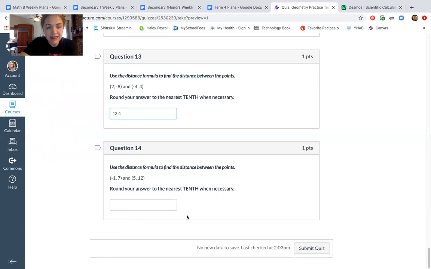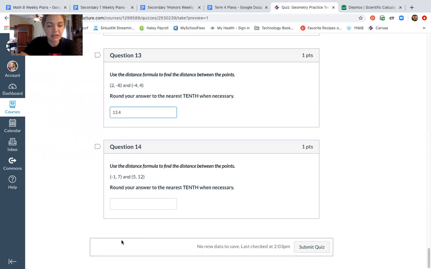So let's write down the formula again. Oh, I should have left it up there. What was I thinking? Okay, so we know that the distance formula is going to be the square root, I made it bigger this time, and we're doing y2 minus y1 squared plus x2 minus x1 squared.